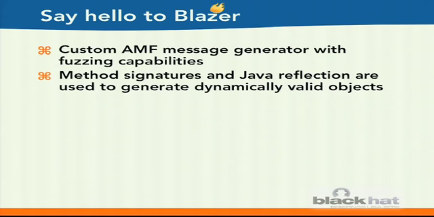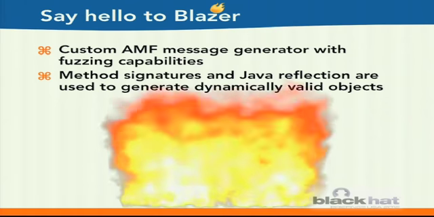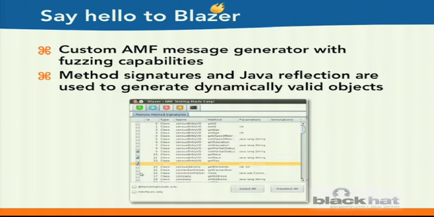And based exactly on this idea, I built Blazer, which is a custom AMF message generator with fuzzing capability. The idea is basically to use the method signatures defined in the Java classes and Java reflection to build dynamically valid objects.